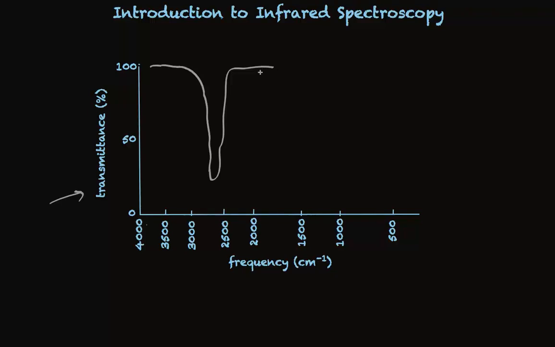So one thing is, here's where the action is. And what we read is the frequency in reciprocal centimeters of that absorption. Energy is being absorbed when we see a peak going down. When we see something up here, no energy is being absorbed. We're particularly interested in the frequency of that absorption.